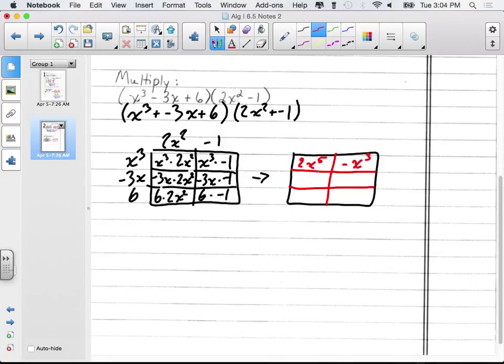Now, middle left box, negative 6x to the third. Negative 6x cubed. And then 3. This one will be 3x, 12x squared. 12x squared, and the last one? Negative 6. Negative 6. We're on a roll.